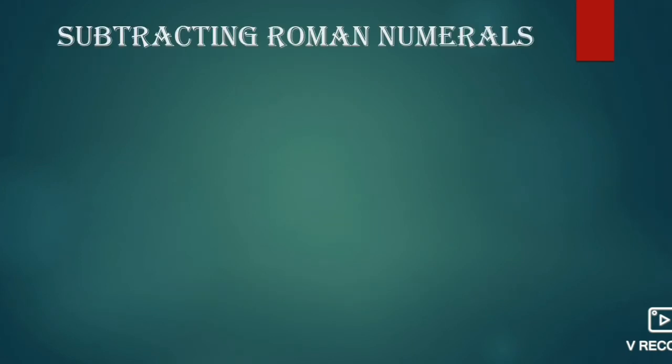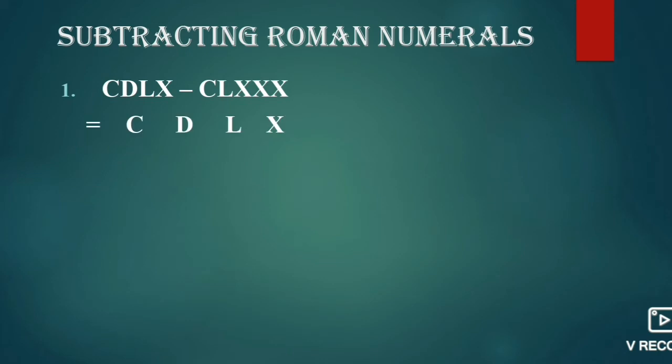Next, subtracting Roman numerals. First sum, CDLX minus CLXXX. To subtract these Roman numerals, convert the given Roman numerals into Hindu-Arabic numerals. First, let us find the value of CDLX. The value of C is 100, the value of D is 500, the value of L is 50 and the value of X is 10.